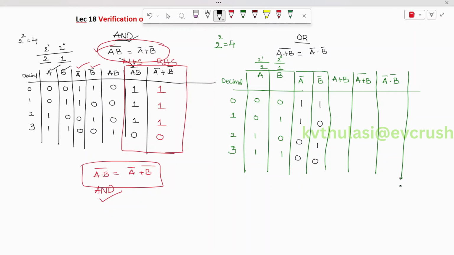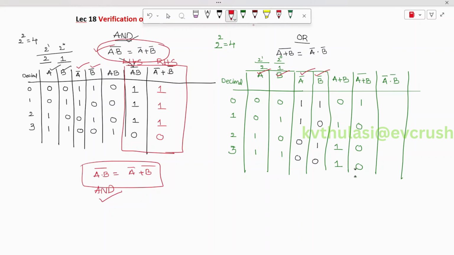Next, A plus B. For these two, we need to perform A plus B. When you are performing this A plus B, see here, if any one is there, you have to write down 1. Two zeros are there, automatically 0. 1 is there, automatically 1 here. 1 is there, automatically 1 here. Two ones are there, automatically 1 here, which is nothing but A plus B. And for this, you have to perform the complement. Okay, so the complement of this value is how much? 1, 0, 0, 0.